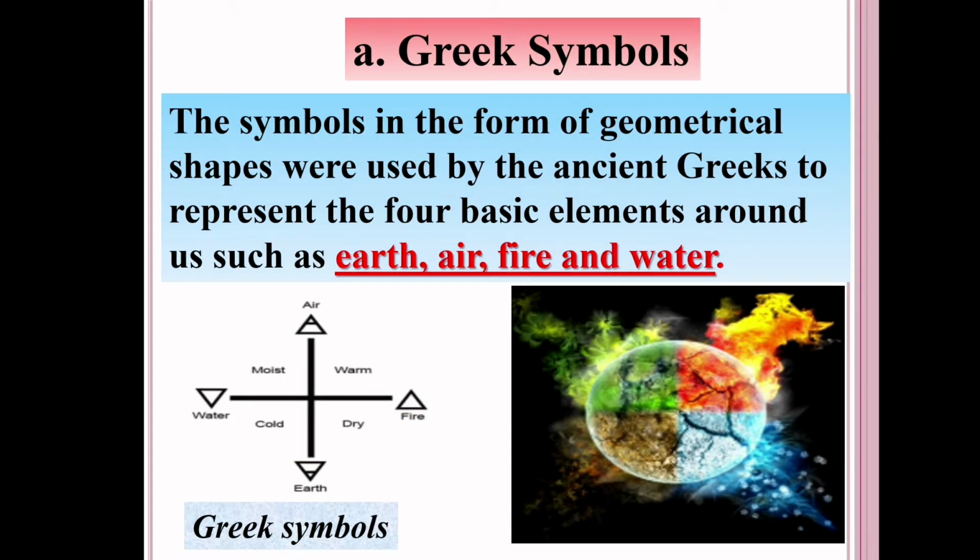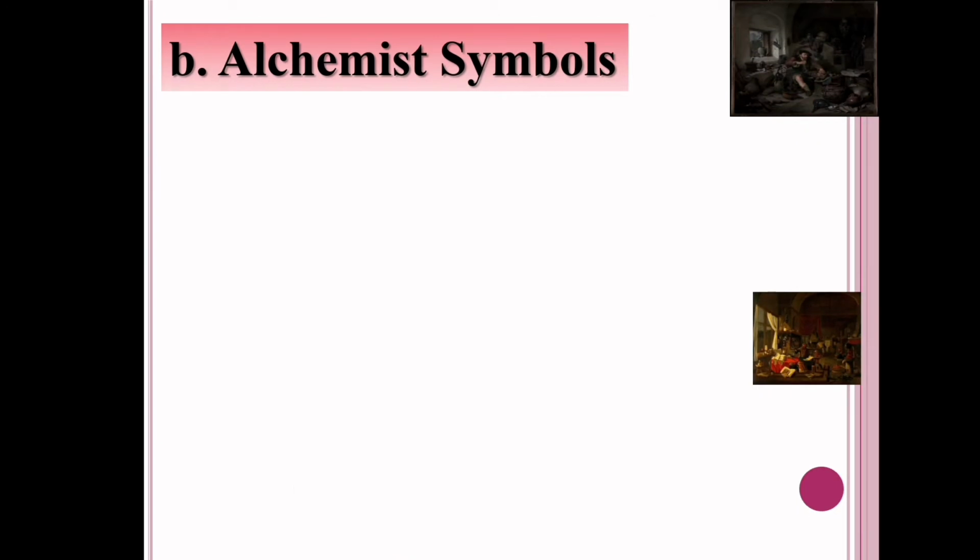The next one, alchemist symbols. What is an alchemist? An alchemist is a person who practices alchemy. Alchemy is an ancient practice that can be considered a precursor to chemistry. That is, it is the transmutation of one substance into another.